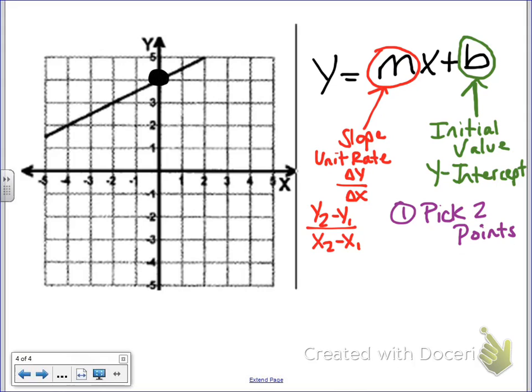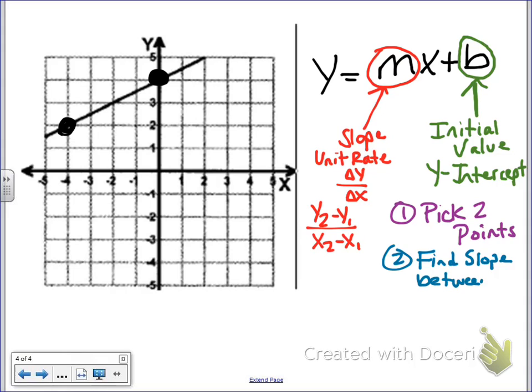So I'll put a dot there on 4, because it perfectly crosses the y-axis there. And then another good spot would be down here at -4, 2. Notice how the line crosses perfectly in the corners of the grid there, unlike the other spot I put in purple. So those are 2 points I can use. Then the second step is to find the slope between those 2 points.